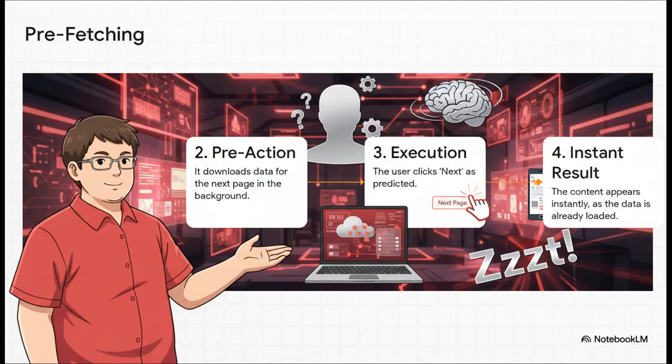So here's the schematic. The system is essentially predicting the future. It analyzes your behavior. Let's say you're reading page 1. It predicts you're probably going to go to page 2. So it performs the preliminary action. It downloads page 2's data while you're still reading. Then when you finally click next, boom, the data's already there. The result? An instantaneous load.